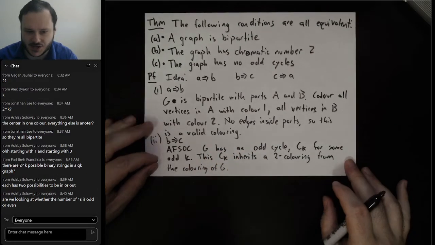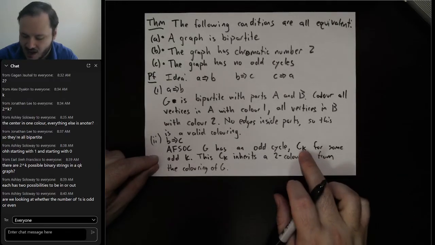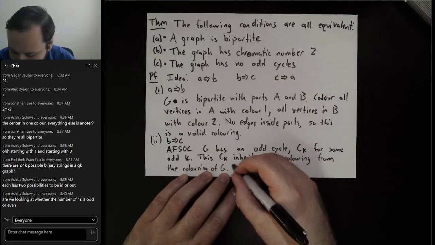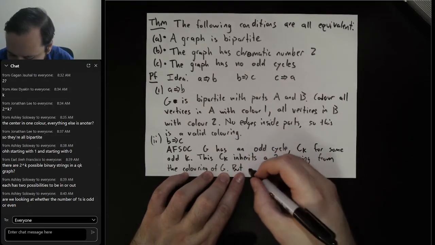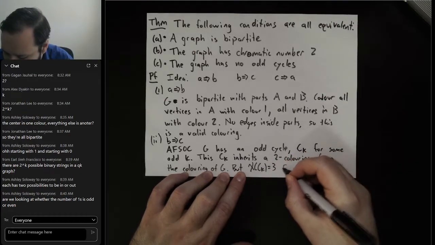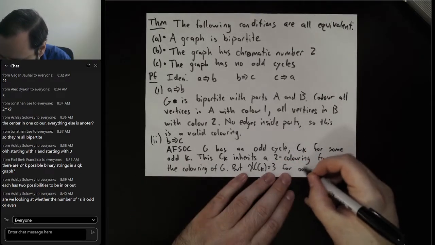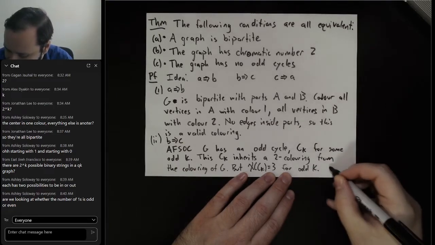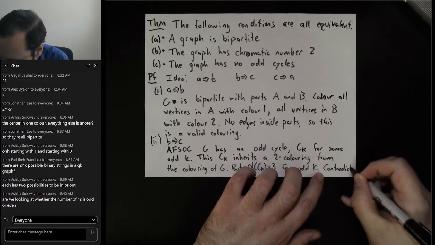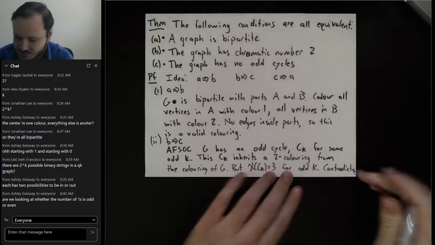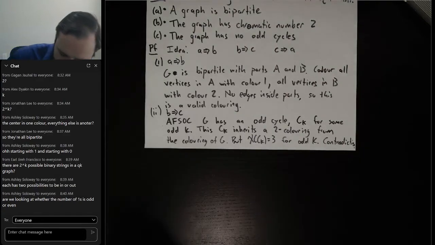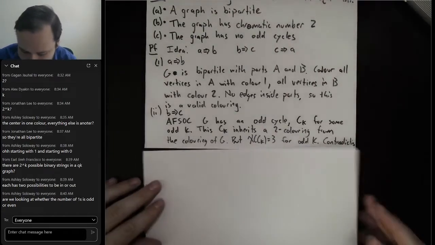But that's a contradiction because we know if k is odd, the chromatic number of C_k is 3. We talked about this last time. Chromatic number of C_k is 3 for odd k. So that's a contradiction. Okay, so one last proof to do.